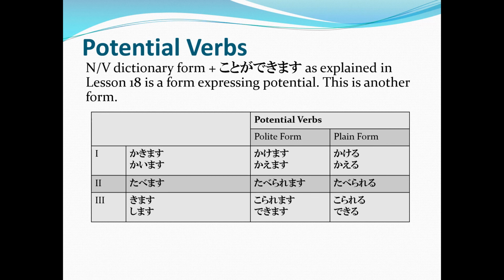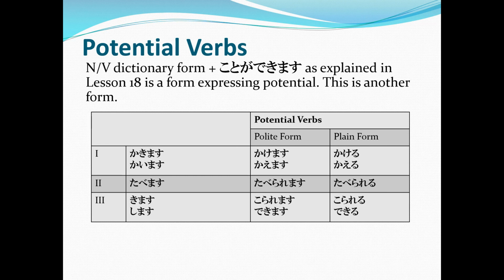Group 1 verbs are verbs that have an i ending before the masu form, while group 2 verbs are those that end in the e line before the masu form, while group 3 verbs are verbs where a noun and then shimasu are added so they become a verb, and of course kimasu. So how do we transform verbs from their masu form into potential verbs? We have a polite form and a plain form. Let's start off with group 1 verbs.